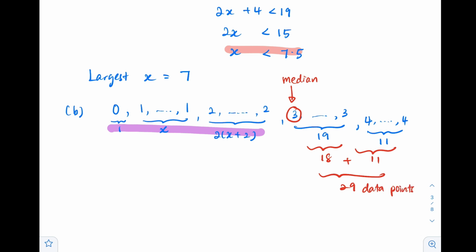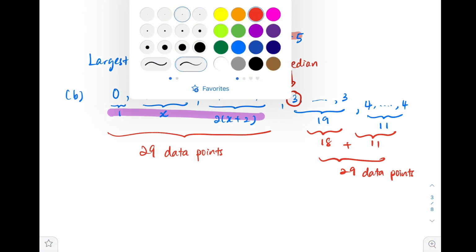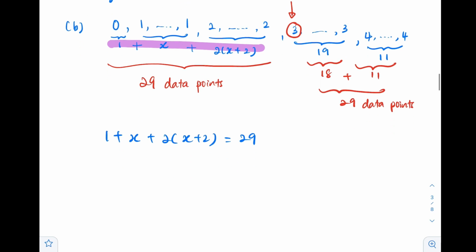So what does this mean? This means that in front of the median 3, there must also be 29 data points, because the median cuts the data set into 2 equal halves. If behind the median has 29 data points, in front of the median there must also be 29 data points. So in other words, 1 plus X plus 2 times X plus 2 must be equal to 29. Now let's proceed to solve this equation to find X.